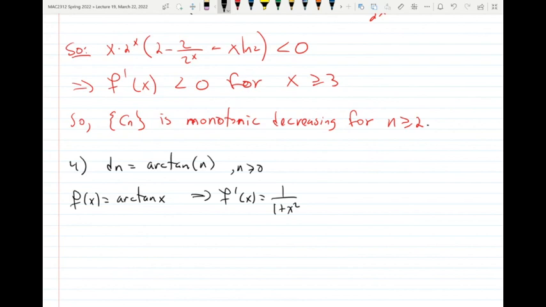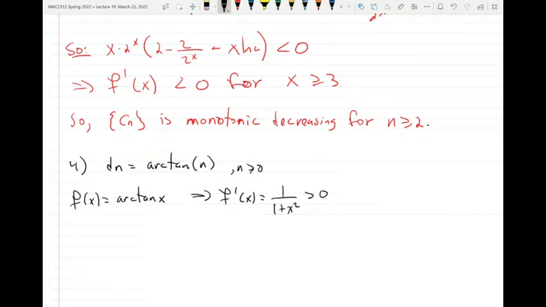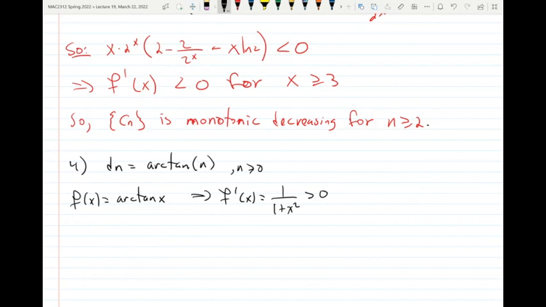And what do you know about this? It's always positive. Remember, you don't care about whether the derivative is increasing or decreasing. What you care about is the sign of the derivative. The sign of the derivative tells you what happens to the monotony of the original function. The monotony of the derivative tells you the information about the concavity of the function, but we're not talking about concavity here. We just want to know whether our function is going up or down, and the derivative will tell you that. In this case, this is always positive because you have the x squared in there, right? 1 plus x squared. So it's always positive.